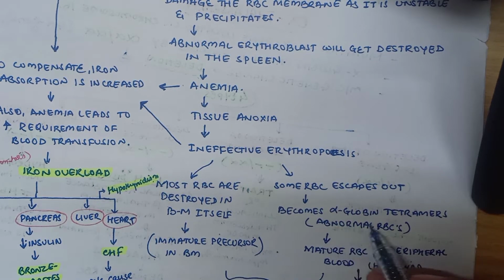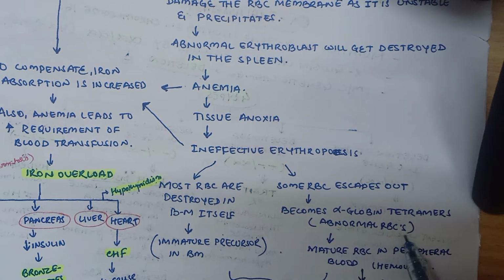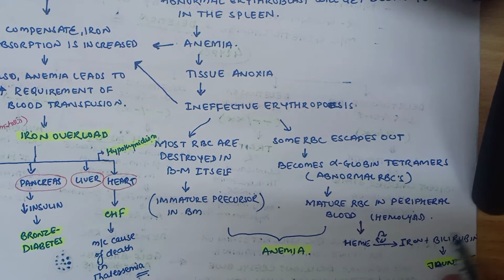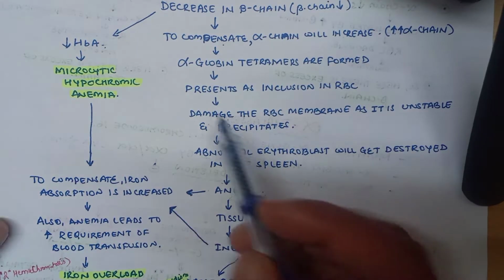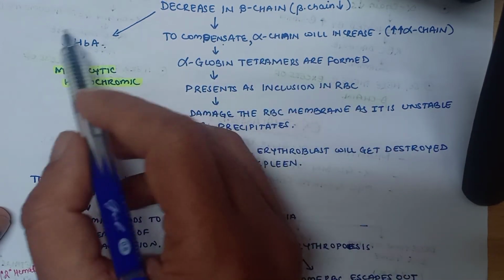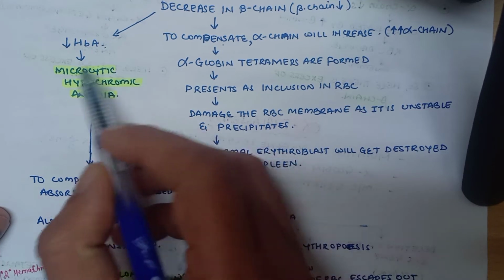and become alpha globin tetramers. So these are abnormal RBCs. These abnormal RBCs are also getting destroyed in the peripheral blood, which will result in hemolysis, and this will cause release of iron and bilirubin, and this bilirubin will result in jaundice. So a decrease in beta chain was causing a decrease in HbA level, which was resulting in microcytic hypochromic anemia.